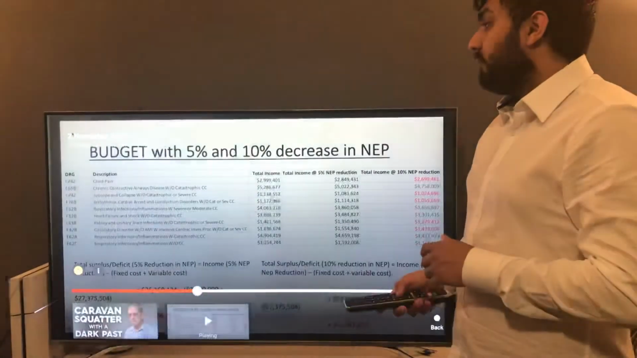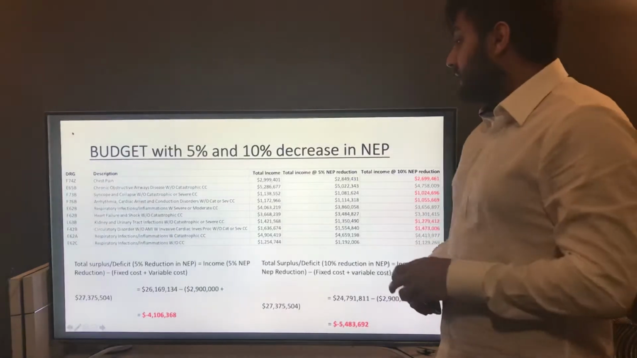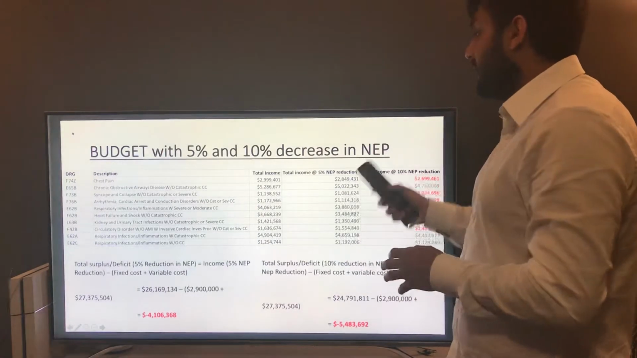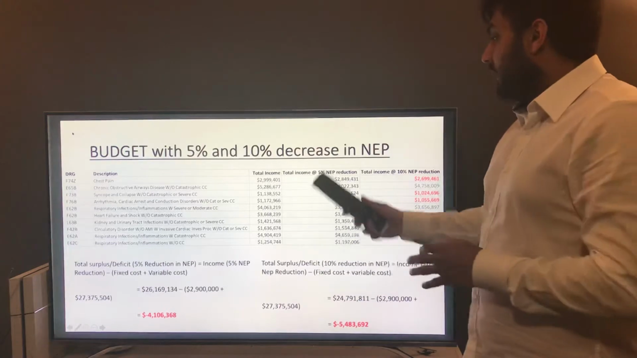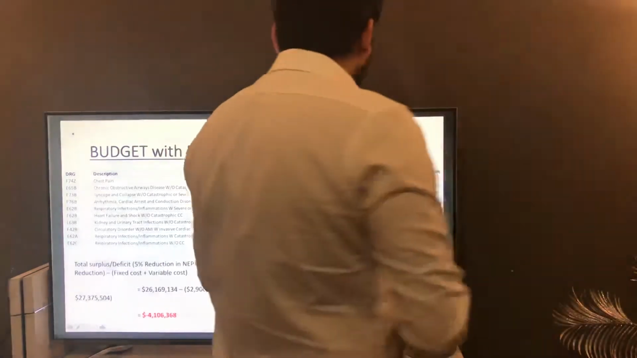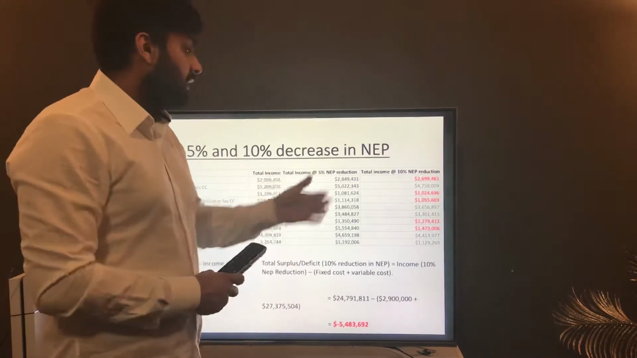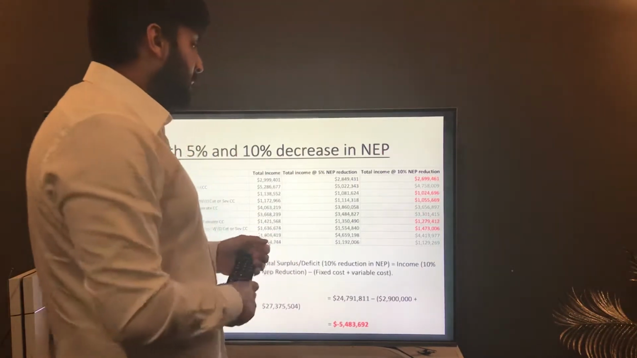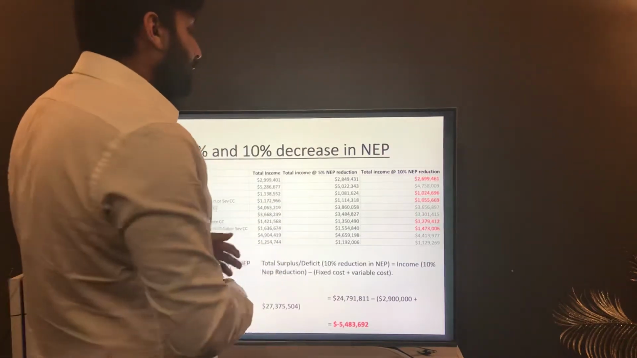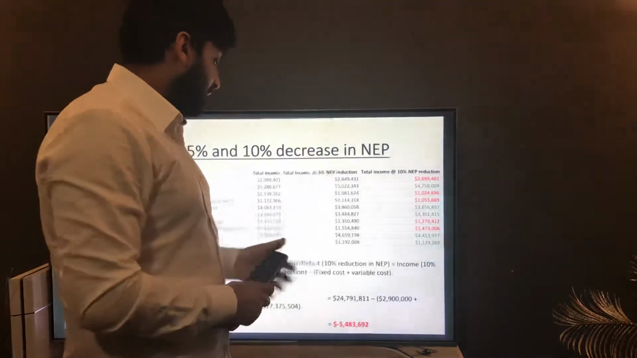So next, what we have got is the budget with the 5% and the 10% decrease in the NEP. So again, we've got the DRGs and the total income, and here we have got the total income with the 5% reduction and the total income with the 10% reduction in the NEP. So again, we've got a few of the DRGs with the deficit, and a few of them are positive.